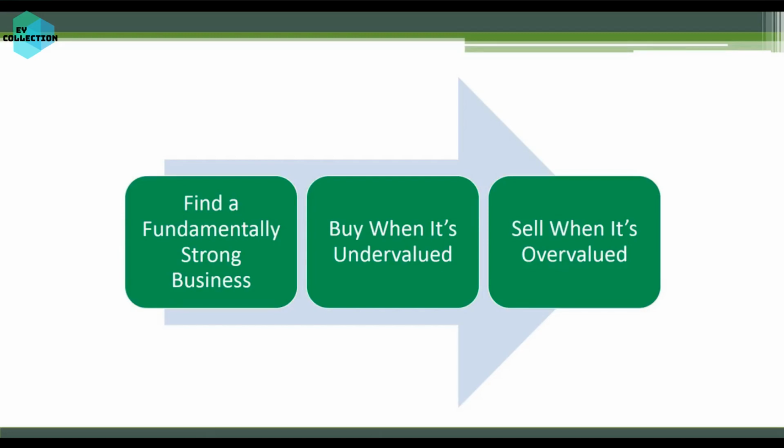An effective value investing formula dictates that we must first look for strong businesses, buy when their stock is undervalued, and sell when it rebounds or becomes overvalued. Now, let's dive into each step so you can understand clearly what to do and how you can profit by investing in undervalued stocks.